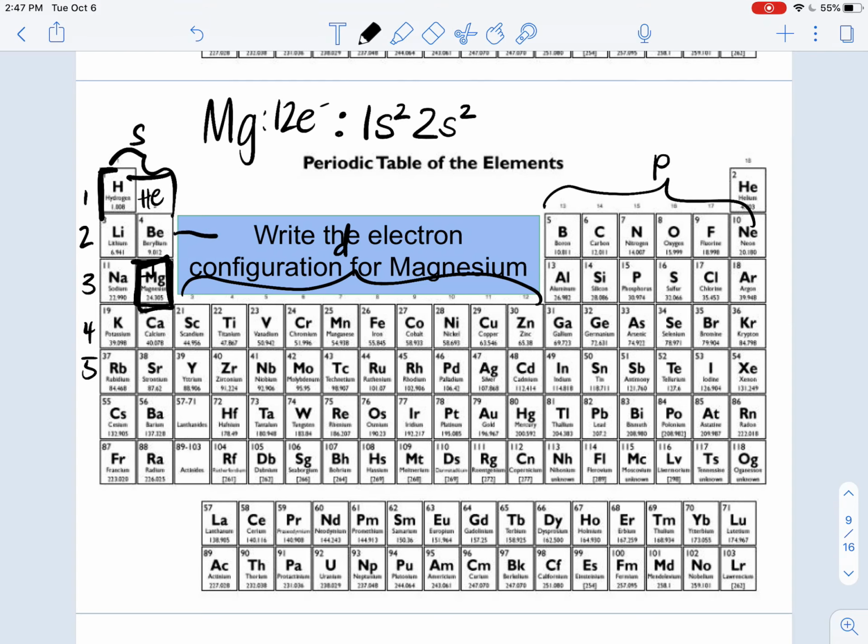All right, if I trace across the table, again like reading a book, I'm in row 2, block P, and I have to pass through all of these elements to get to magnesium: 1, 2, 3, 4, 5, 6. All right, that brings me to my next row, which is sodium. Sodium is in period 3 in block S, and magnesium is right there. So 1, 2.